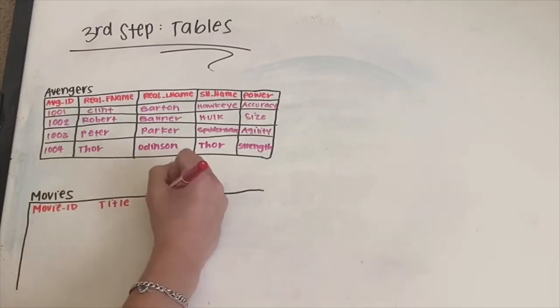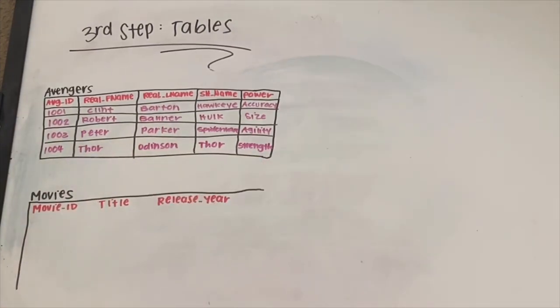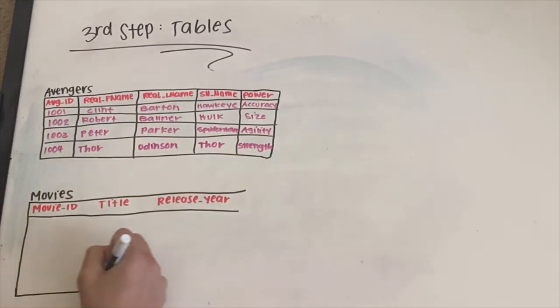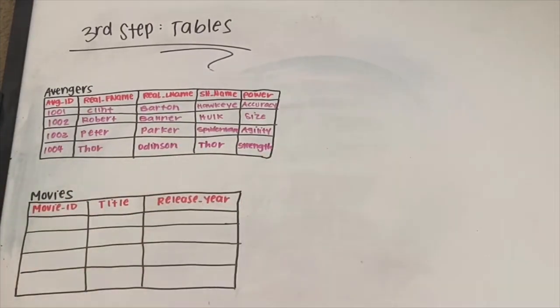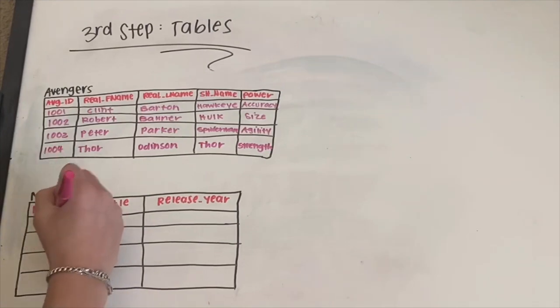Next, we're going to create a table that is made up of the different Marvel movies. We will title this table Movies and give it the attributes of movie ID, title, and release year to describe each movie listed in the table.